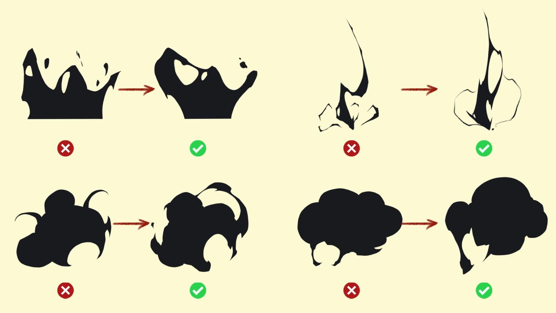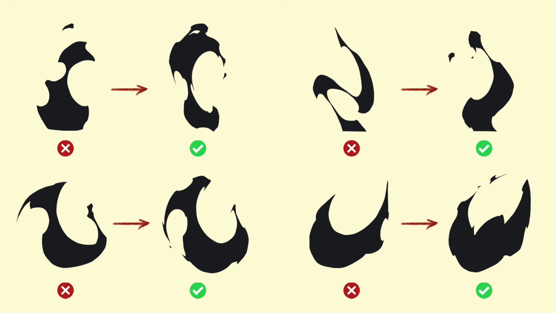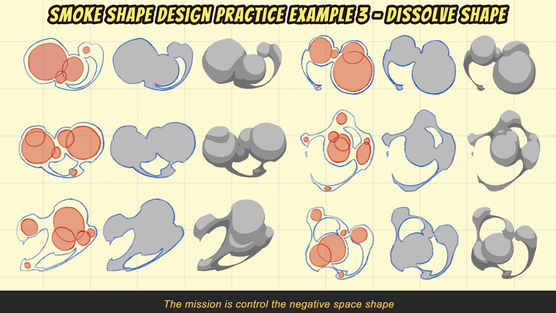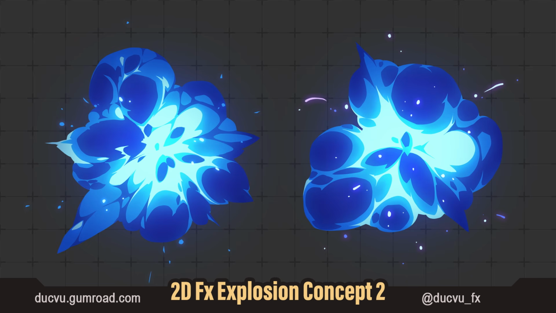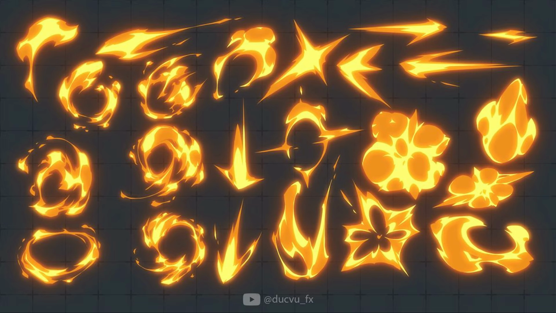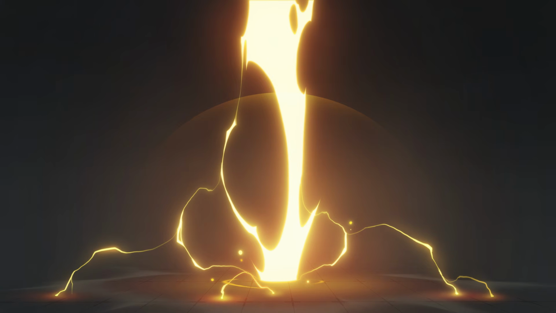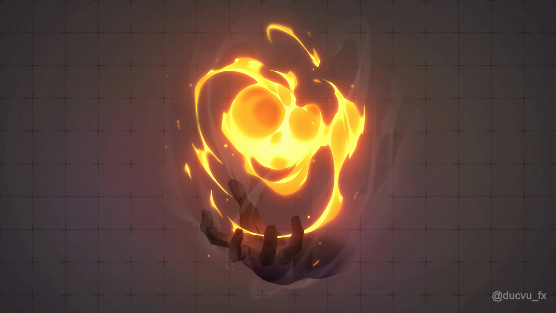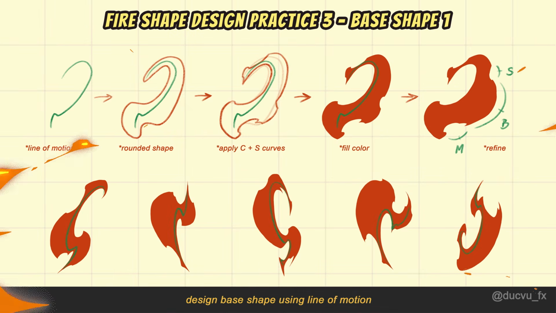The biggest mistake beginners make when learning 2D effects is rushing into coloring, shading, and adding details too early, while forgetting that what determines 80% of the effect's appeal is the silhouette shape. In today's video, I will share the shape design mindset for 4 core elements: fire, liquid, lining, and explosion, to help you level up your shape design instantly.